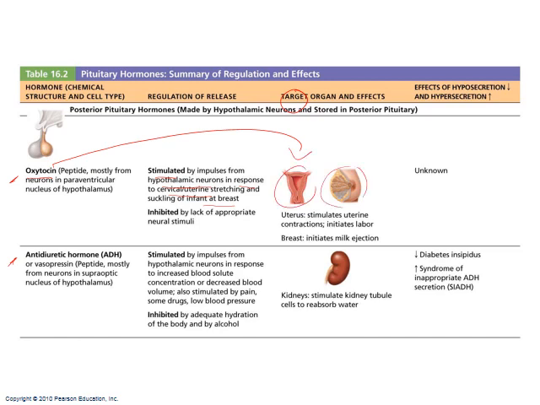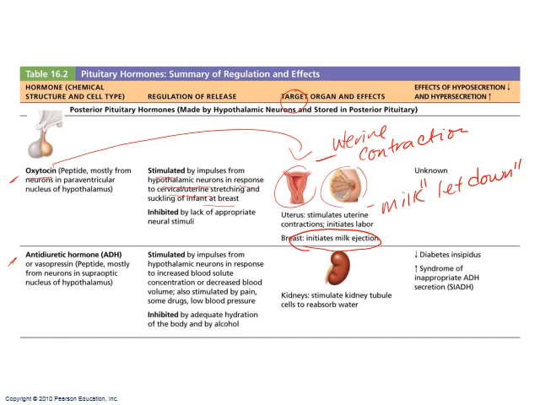And what is it going to do, right? It's going to cause uterine contractions. And it's also going to cause milk letdown. This is not the same thing as making milk. That is going to be prolactin. So it initiates milk ejection and it stimulates uterine contractions.